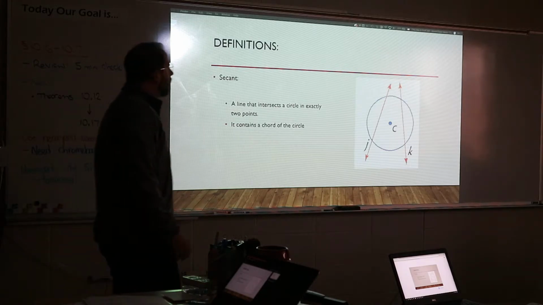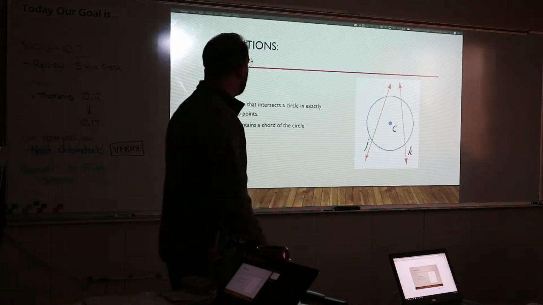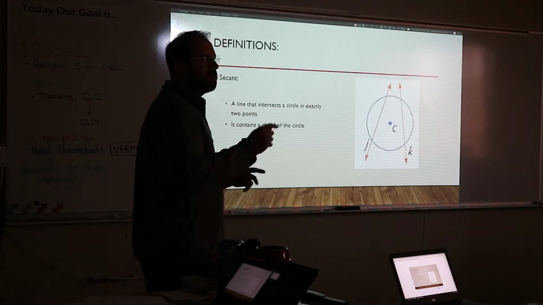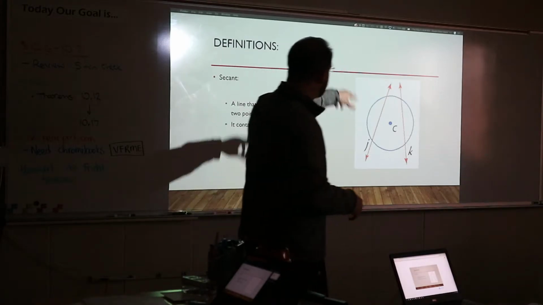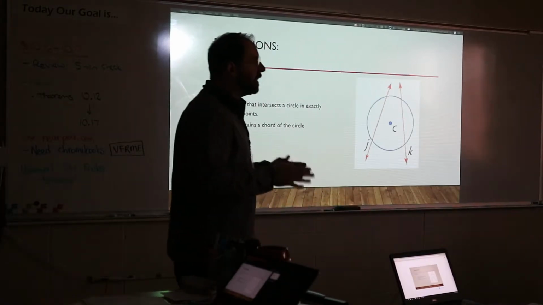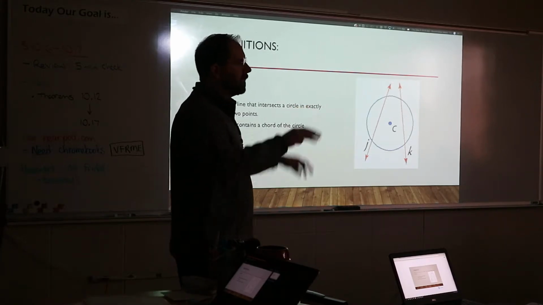All right, so on this one, this is a secant, right? This is the definition of a secant where it's a line that intersects a circle exactly twice, a line, so it keeps going. That's why there's arrows. So in this picture, I have 2 different secants. They're different than tangents. What was the main difference between a secant line and a tangent line?